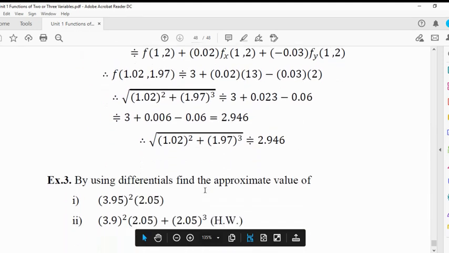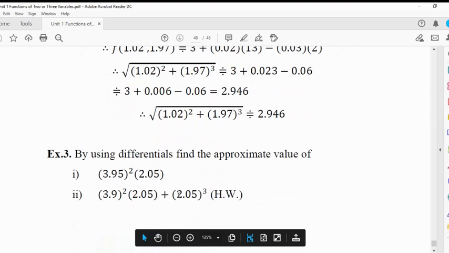So by using differentials, find the approximate values of these. These are the homework for you.